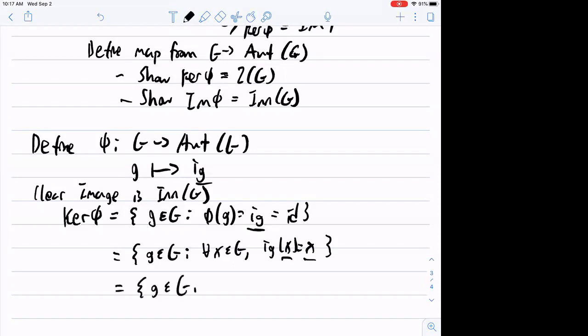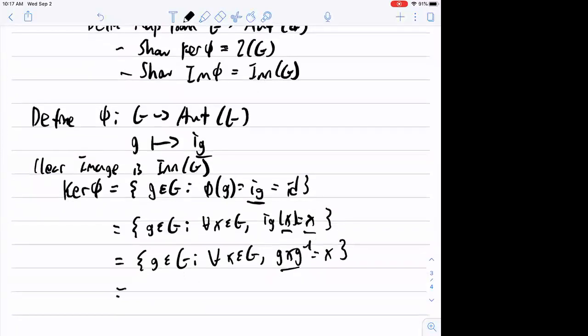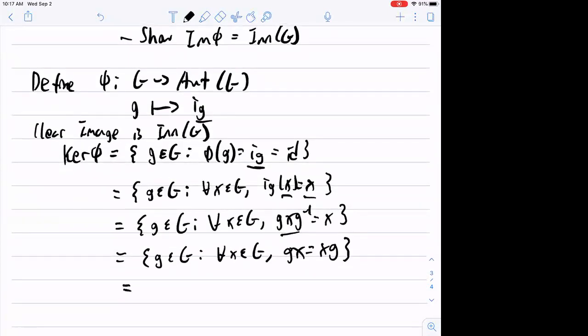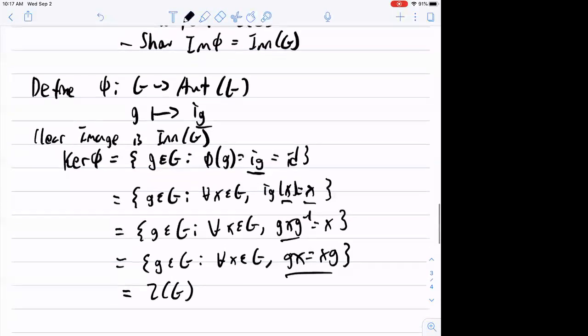But we know what the map is. It's given by g x g inverse, so g x g inverse is x. If I multiply by g on the right, I get gx equals xg for all x in G. Hopefully you know exactly what that means: g is in the center. This is exactly what it means to be in the center. You commute with every element in your group. And then you're done, right?